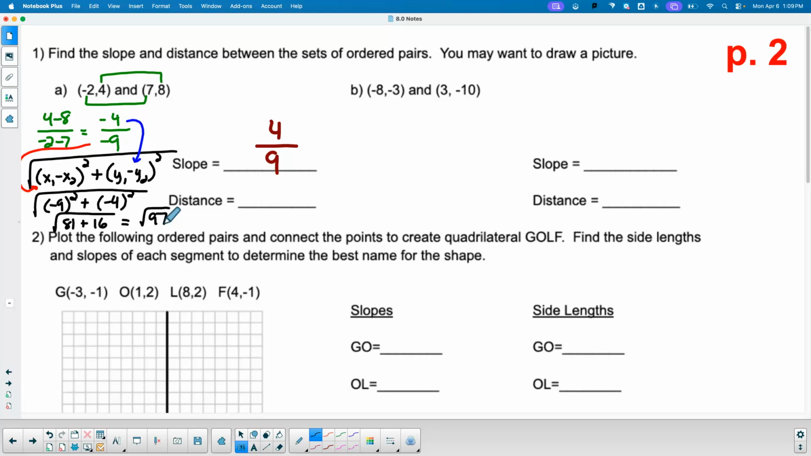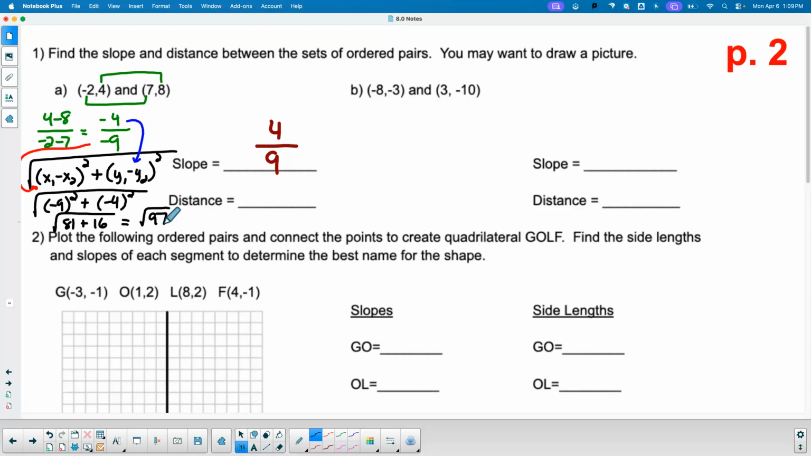Is 97 divisible by 4? This should be an easy one. An odd number divided by an even number. Hard to know, right? Okay. Divisible by 5? No, it doesn't end in 5 or 0.